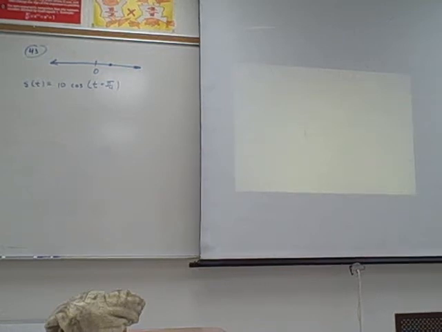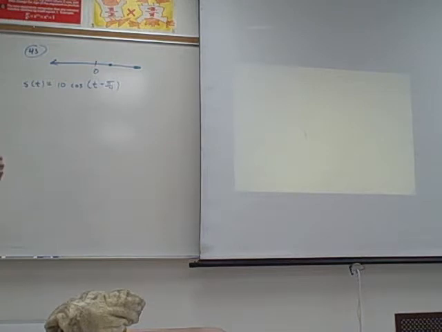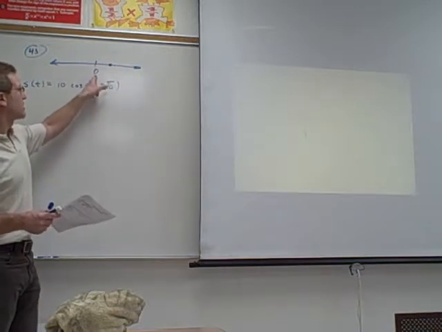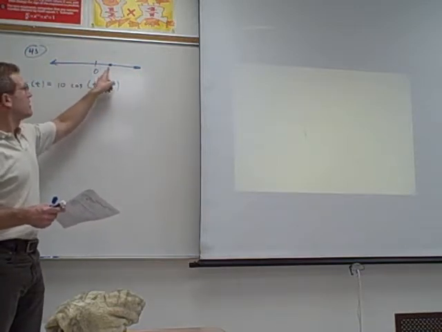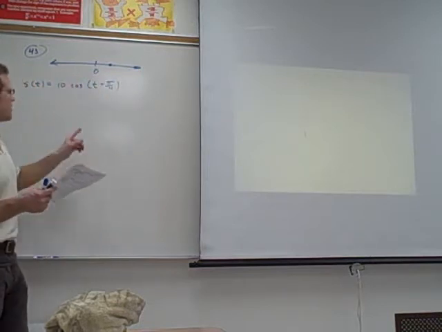Okay, this is the explanation of number 43 on the benchmark 4 review packet. The position at time t greater than or equal to 0 of a particle moving along the x-axis is, so here's the x-axis, here's 0 on the x-axis. I'm not going to draw on the y-axis, but you've got a particle that's moving back and forth along here. All right? Its position is given by this equation.